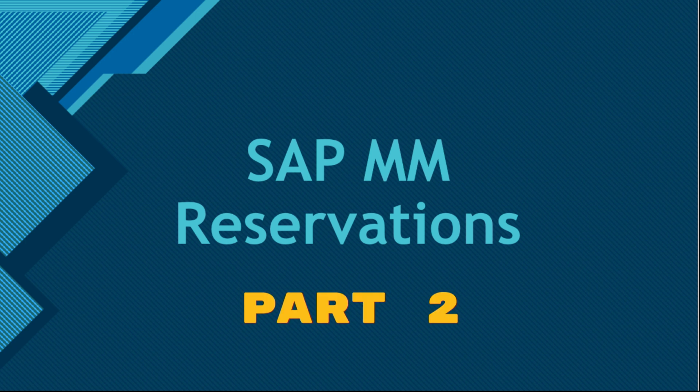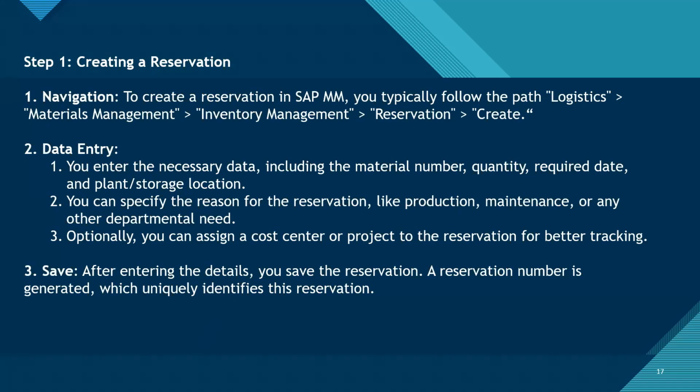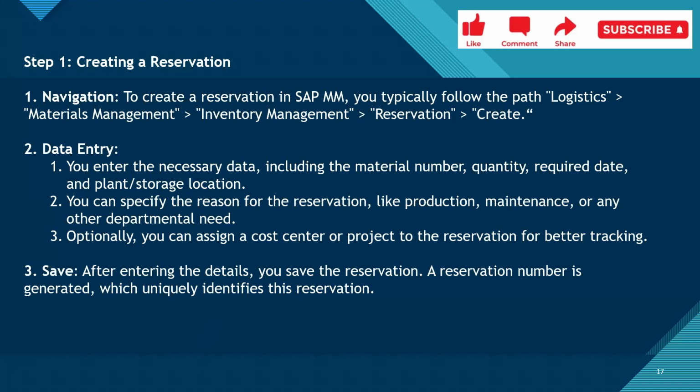Let's continue on the reservations where we left off in the last session. Okay, so the last step here, when we created it, we give all the details and we save it. Once we have saved it, if I have a number range which is specific to different order types or requirement types, that number will be generated from the number range which we have defined. Okay, so this is the creation part I created.